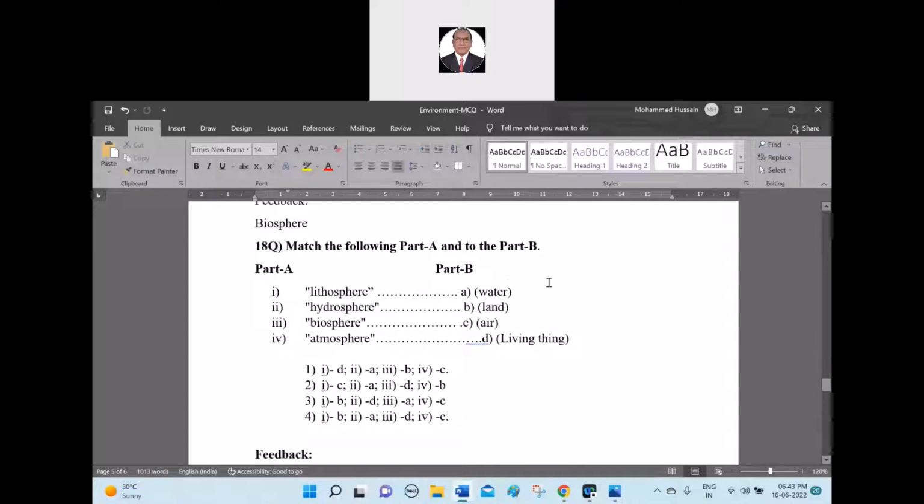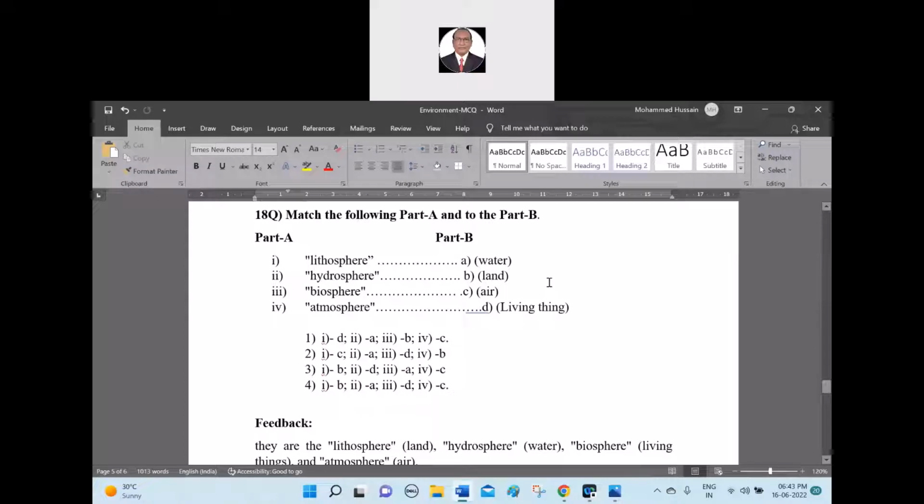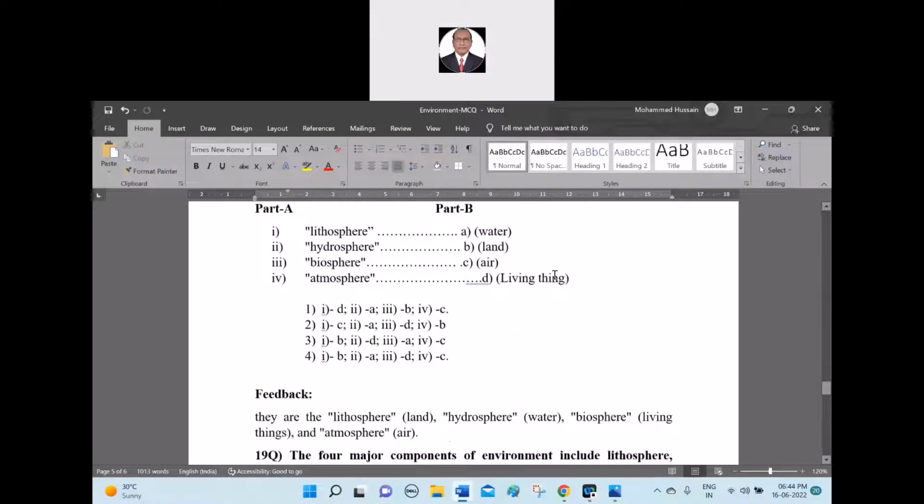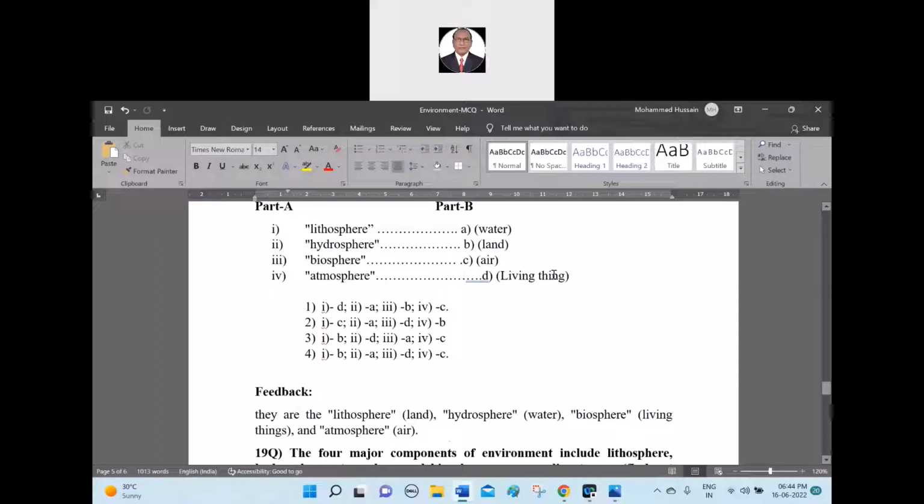I have shown you the feedback. Option 4, sir. Option 4, because 1B means lithosphere means land, hydrosphere means water, so 2A. Then biosphere means here it is given living things, that is D, 3D, and the atmosphere means air, that is 4C. So here this will be the right answer. Is it clear?